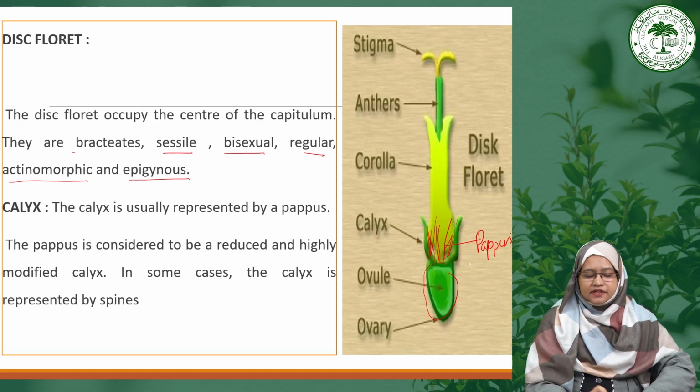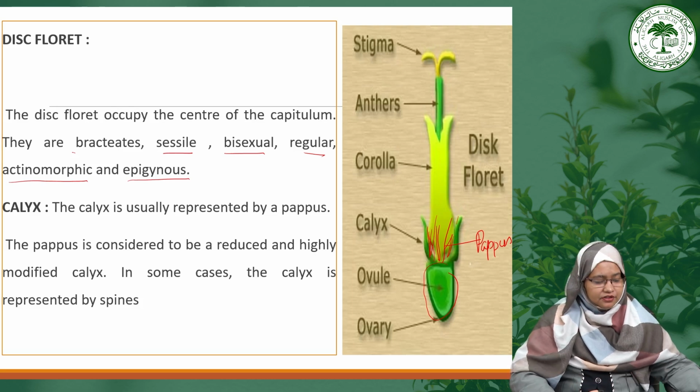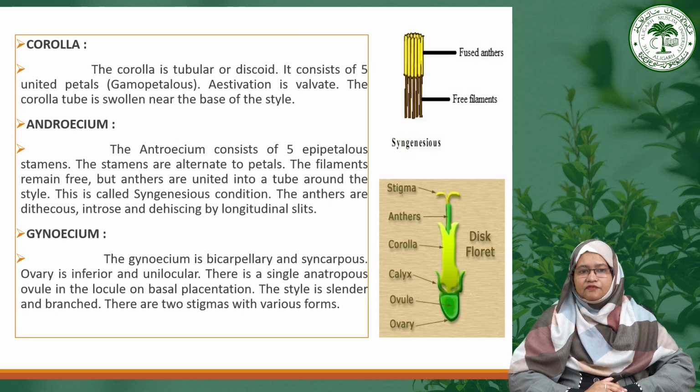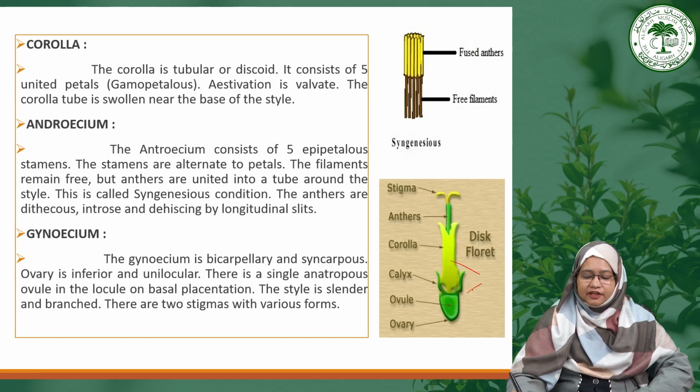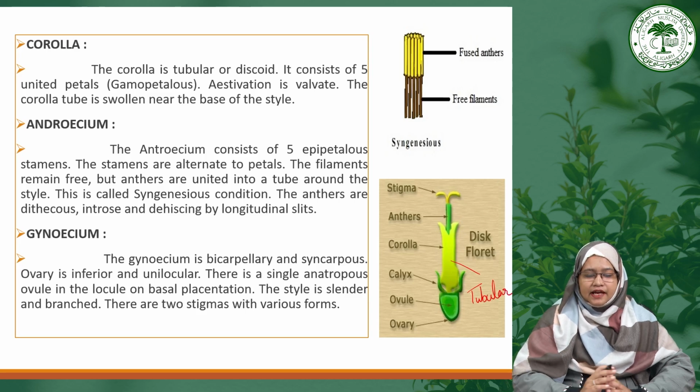It is reduced and highly modified calyx. And in some cases, the calyx is represented by only a spiny structure. Then if you see the corolla in this case are tubular. You can see here this is the disc where the corolla become tubular. That's why these flowers are also called the tubular flower, and it consists of 5 united petals.